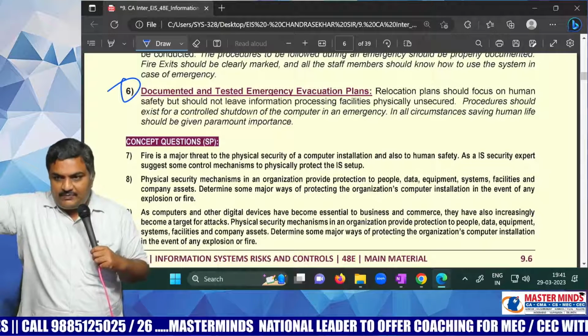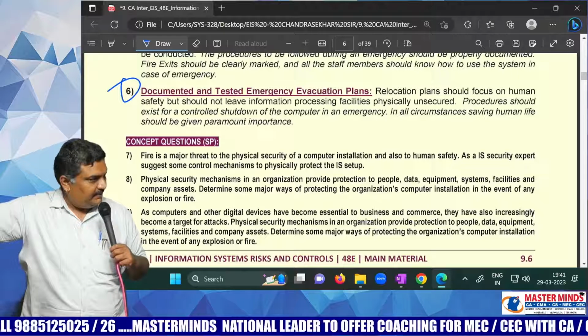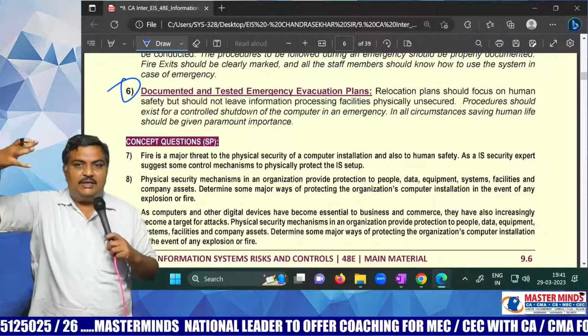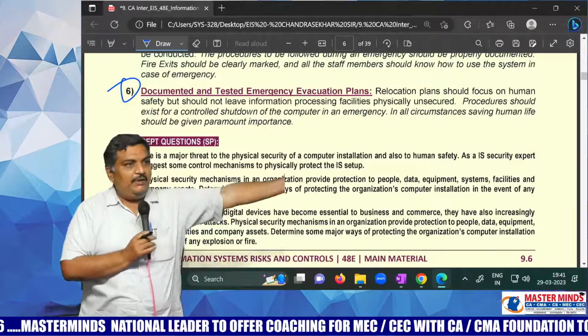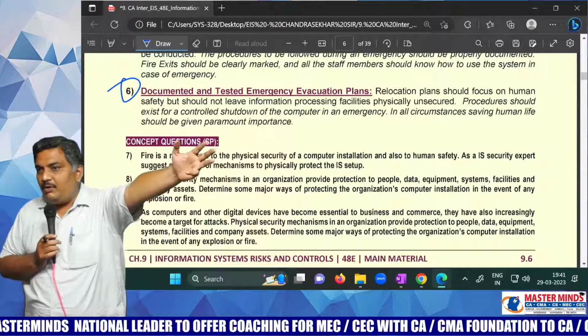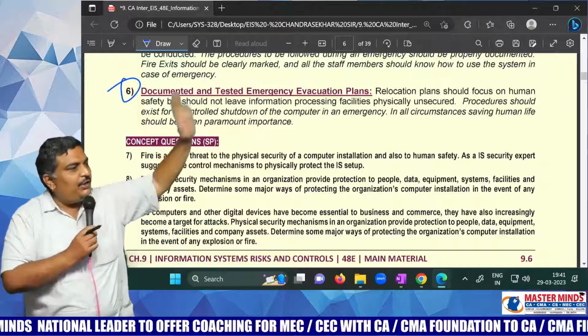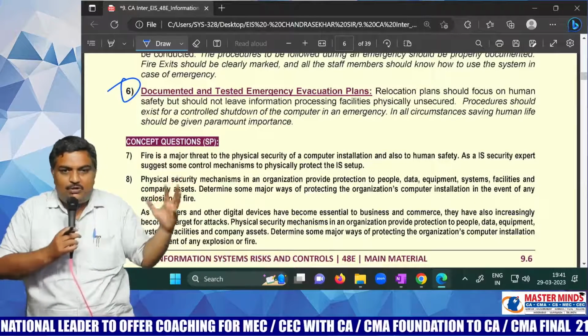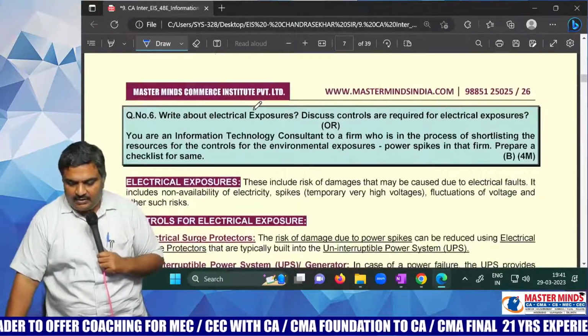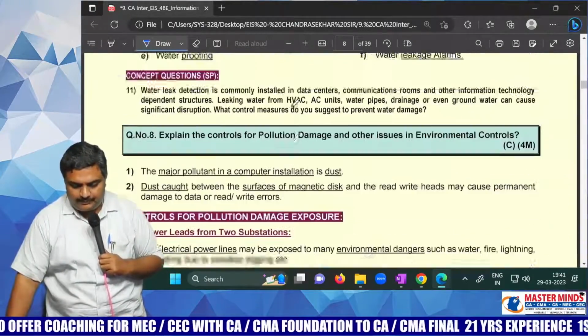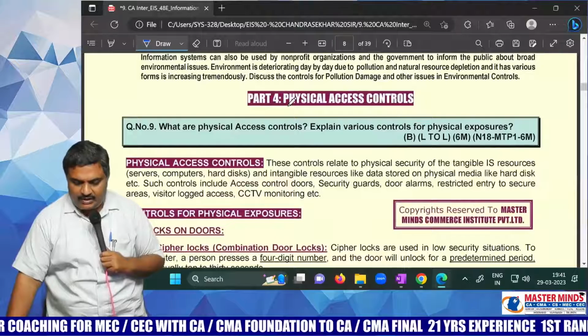Evacuation means getting the place vacant. For example, there is a fire accident. Now from where to jump, you should not jump wherever you like. There will be some fire exit window. From that fire exit window only you need to jump. So that all should be documented and it should be there. Now this question is not given. Yeah, this question is given.